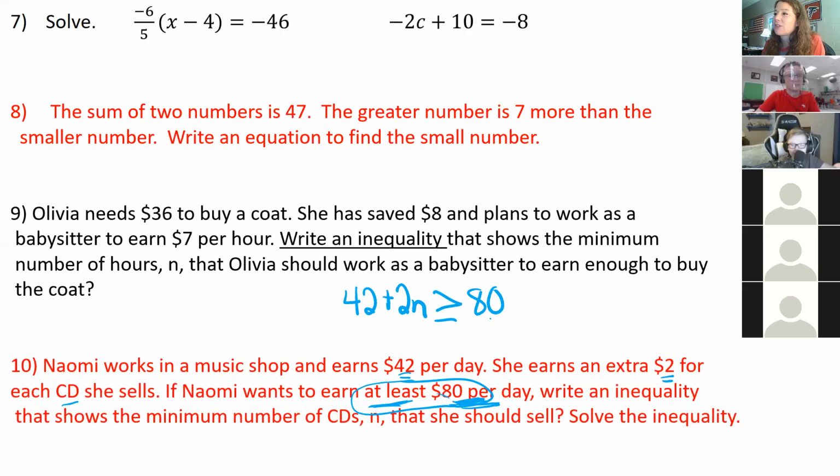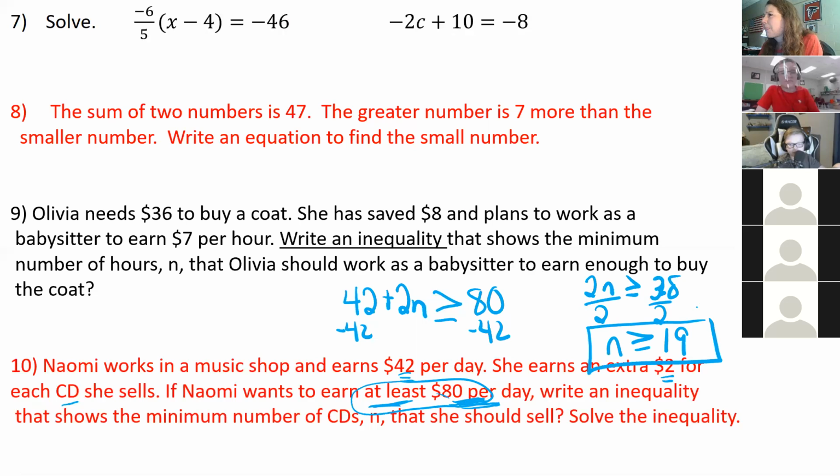So she wants to make $80 a day. Well, let's take away her $42 she made that day. And so I'm going to write it over here. I'm out of room. And so what would that be? Why can't I do math in my head, everyone? Isn't that 38? Yes. Now what shall I do? Oh, look at Vedant. He's already answered the question. Divide. Yep, we're going to divide. That means she has to sell at least 19 CDs that day. Good luck to you, Naomi.